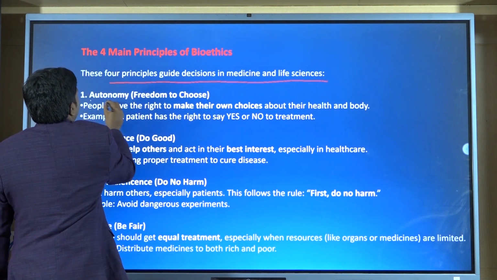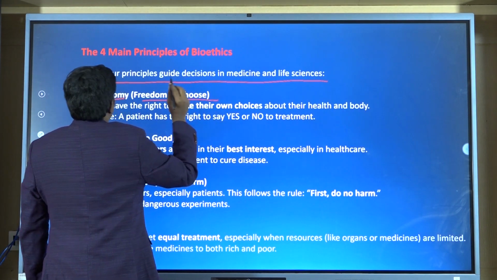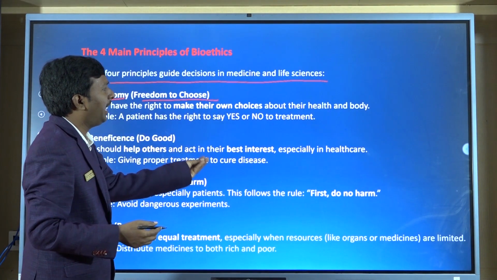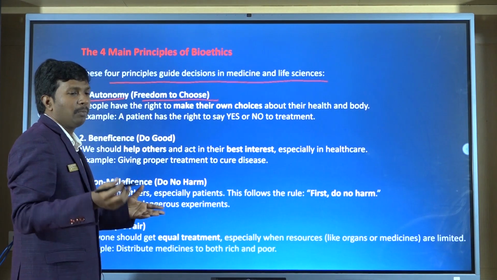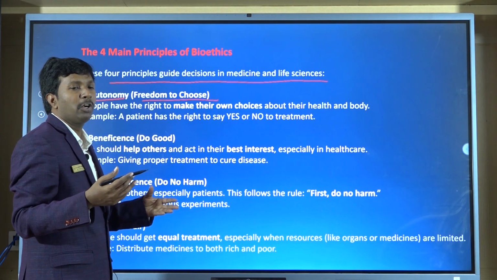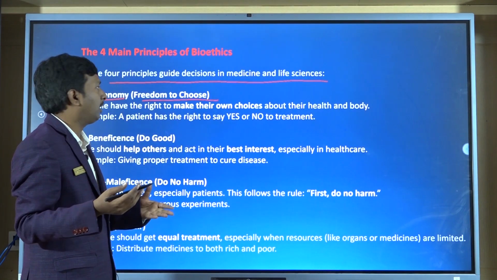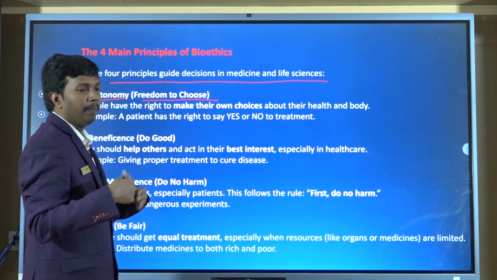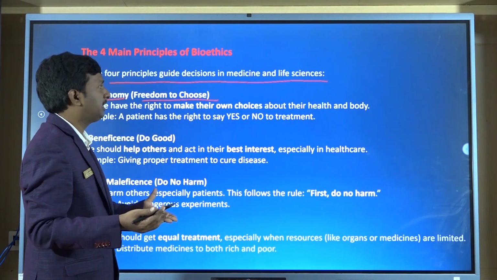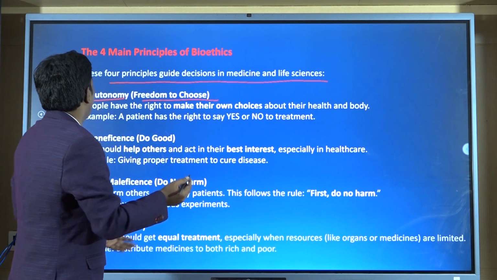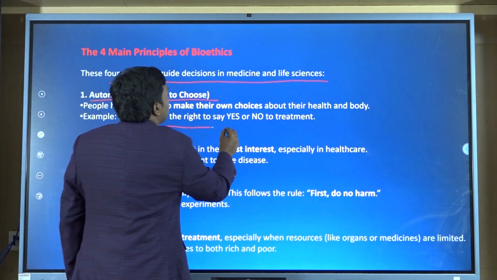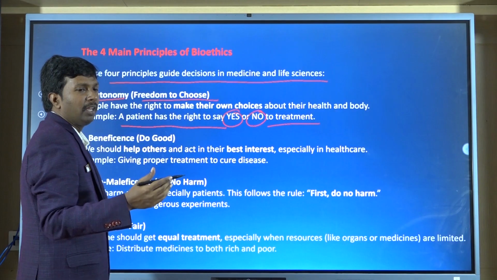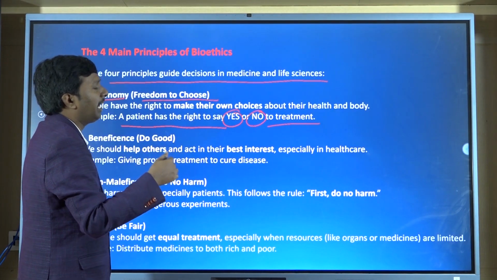First one is autonomy, like freedom to choose. I gave an example earlier. People have the right to make their own choices about their health and body. For example, that person wants to die in hospital because they are unable to tolerate the pain. So the first principle tells about the freedom to choose. Any person can make their own choices related to their health and body. For example, a patient has the right to say yes or no to the treatment.